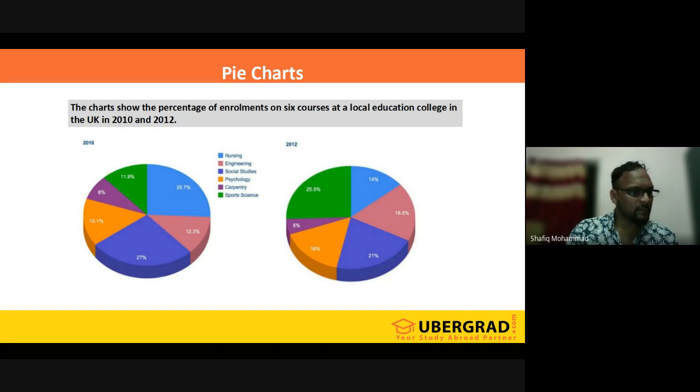So Iran: the pie chart depicts the ratio of admissions on six various departments of curriculum of the community college in the UK from 2010 to 2012. Good.